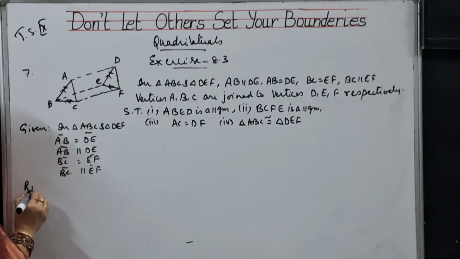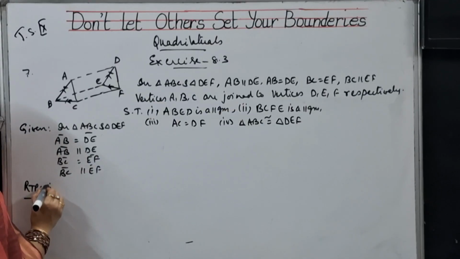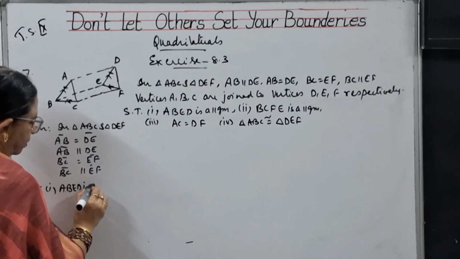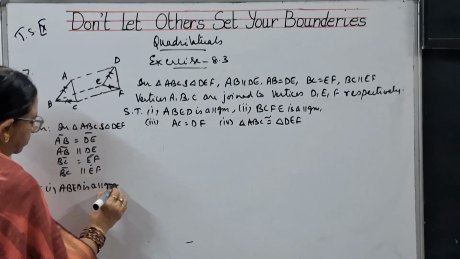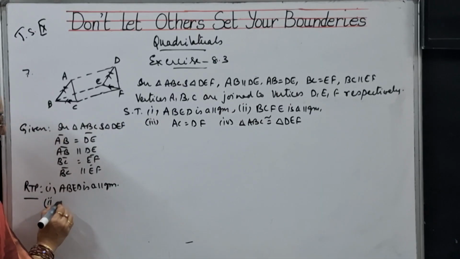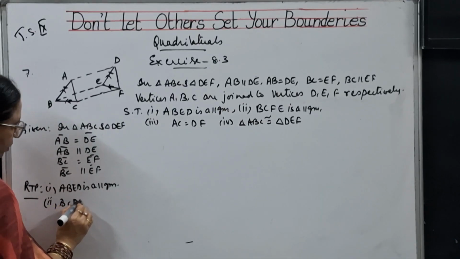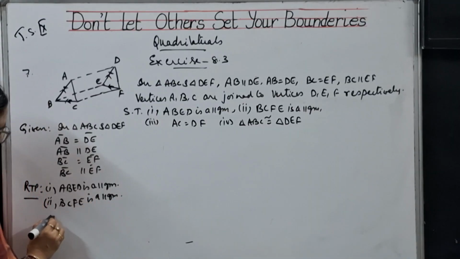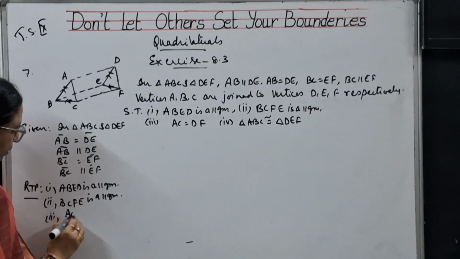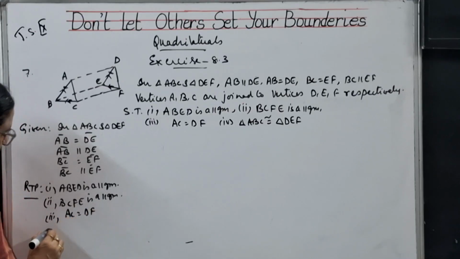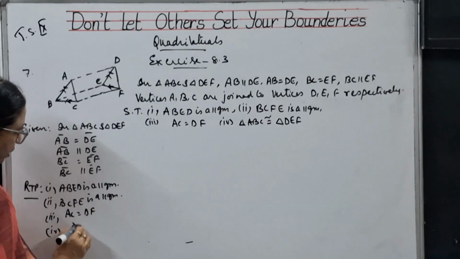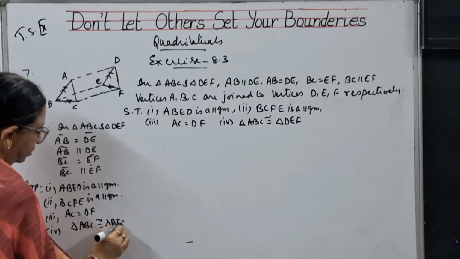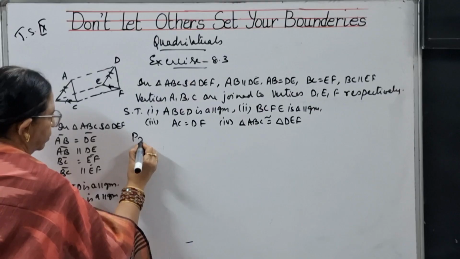So, RTP. What is RTP? First one, ABED is a parallelogram. And second one, BCFE is a parallelogram. Third one, AC is equal to DF. And fourth one, triangle ABC is congruent to triangle DEF. So let us see the proof.